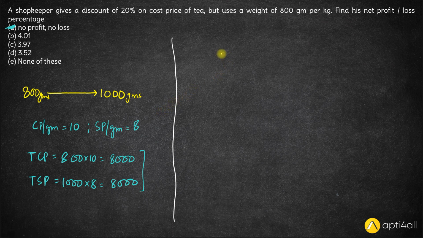Another way of solving this question is using the multiplication method. So we know the total price of whatever tea is being sold is price per kg into quantity that is being sold. Now what's happening with price is that the price is being reduced by 20%. The selling price is 20% less than the cost price. And for quantity, what the shopkeeper is doing is, of 800 grams, he quotes it as 1000 grams, right?